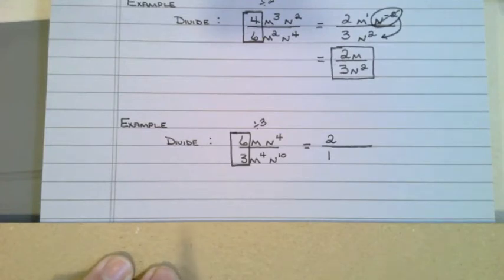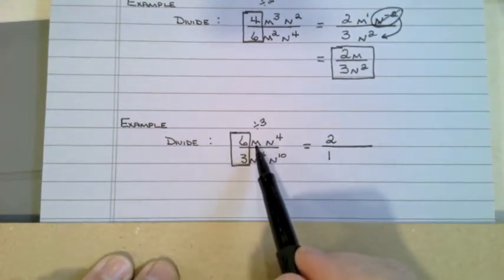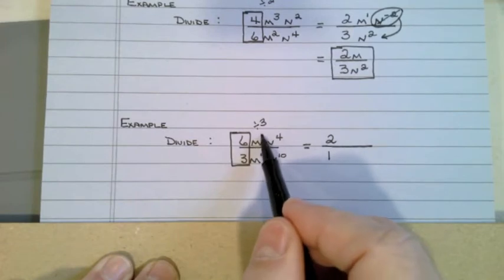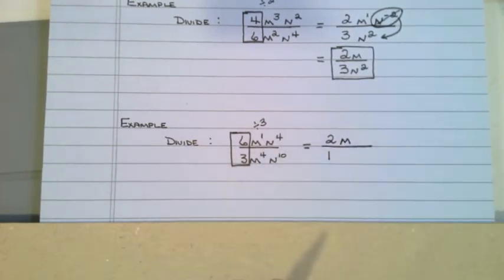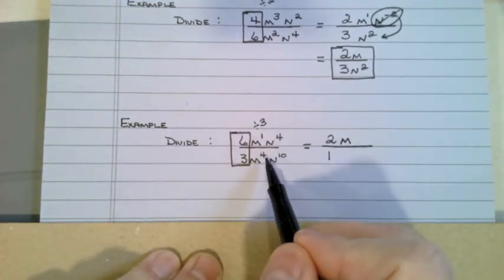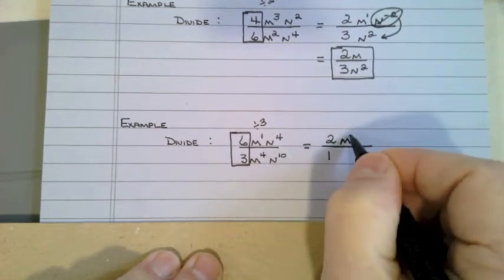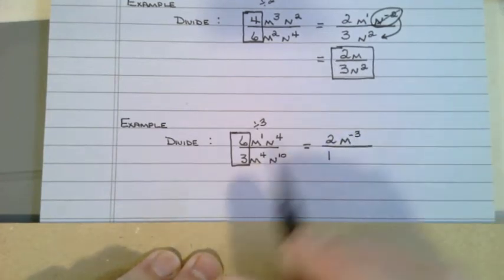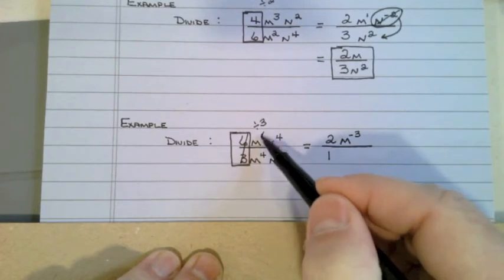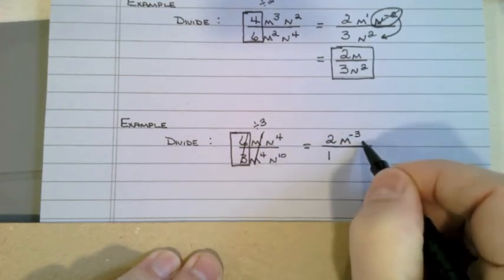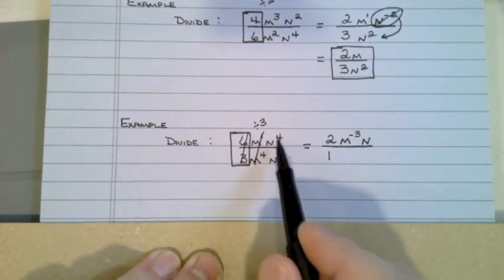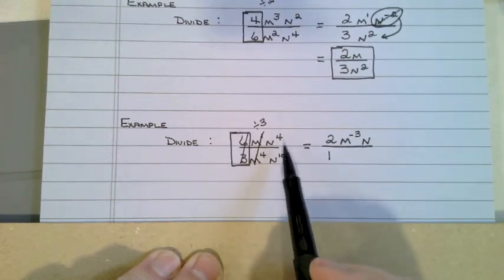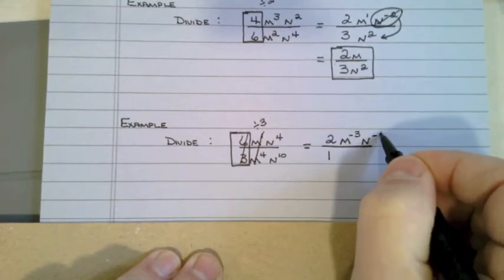Now I need to start subtracting exponents. What's the exponent on this m? There's a 1 right there. Always start off by writing these variables in the numerator. 1 minus 4 is negative 3. So I've got this part. The next variable I write down in the top is n. I subtract these exponents. 4 minus 10 is negative 6.